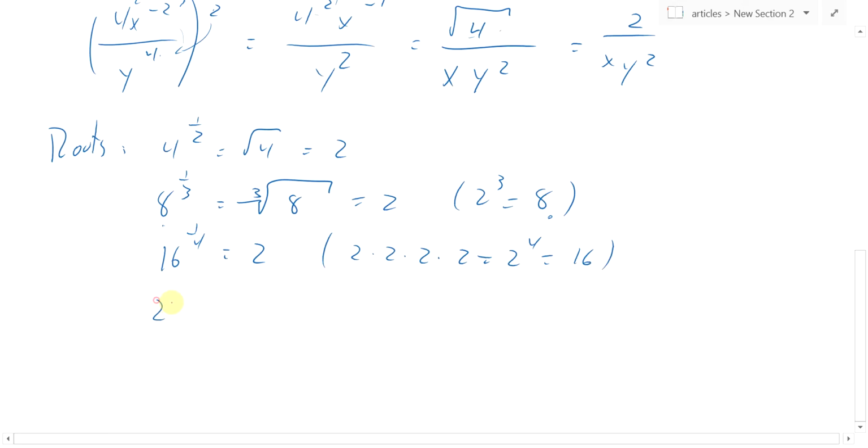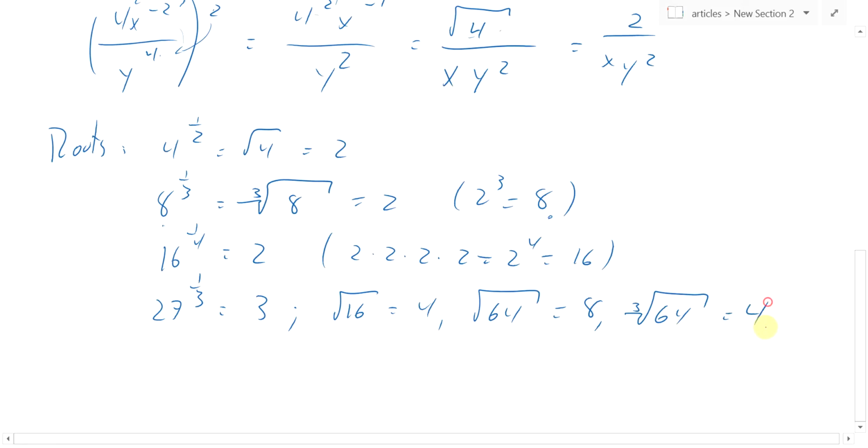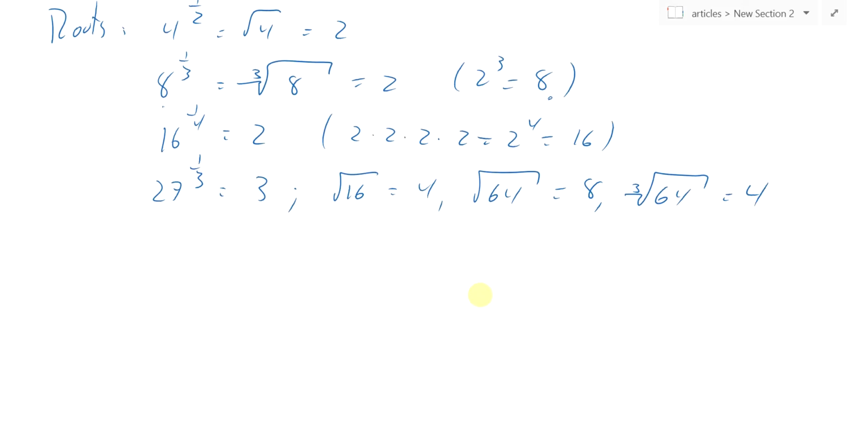Cube root of 27 is 3. Square root of 16 is 4, you know that. Square root of 64, interestingly, is 8. The cube root of 64 is 4. So there's some various roots. And then we can stack powers, right? So we've seen if I have, say, a squared cubed, well, you just multiply these two together. That gives you a to the 6th.